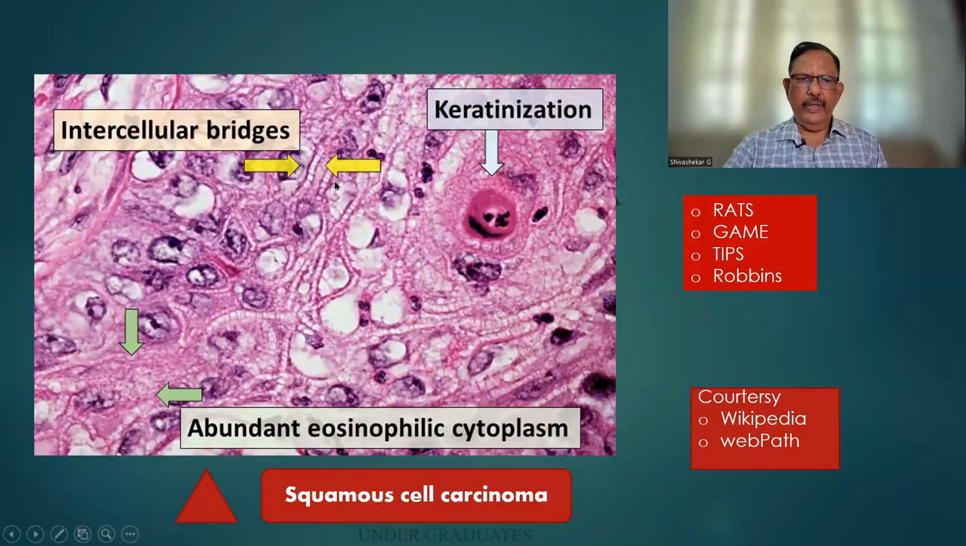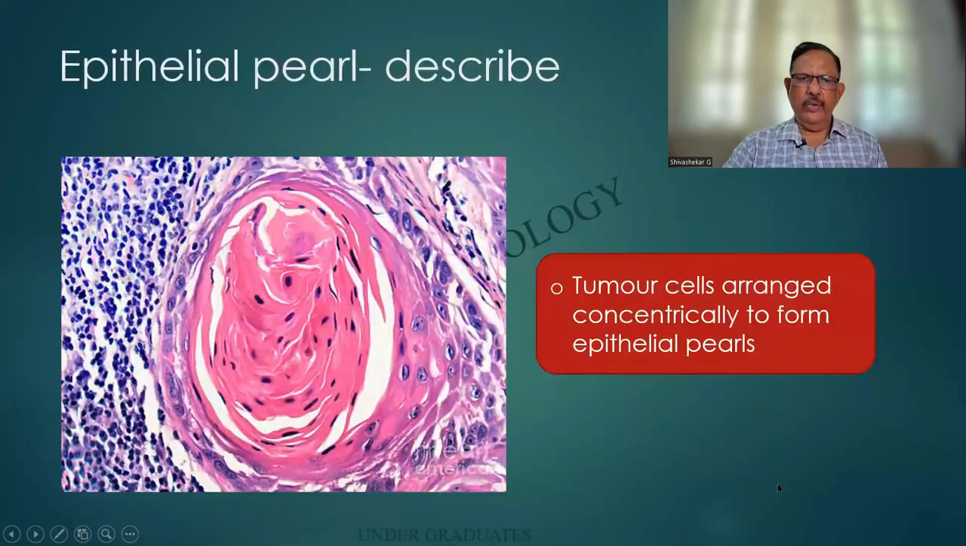So this is a higher magnification. There can be intercellular bridges. Look at the bridges between two cells. The blue color is the nucleus, and the surrounding pale one is the cytoplasm. Sometimes within the cell itself, there can be keratinization. Abundant eosinophilic cytoplasm, intercellular bridges, keratinization. Thanks to these features, squamous cell carcinoma is the diagnosis.